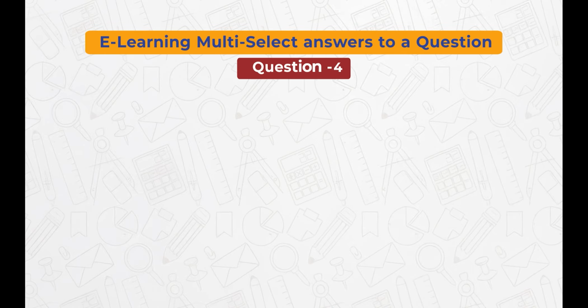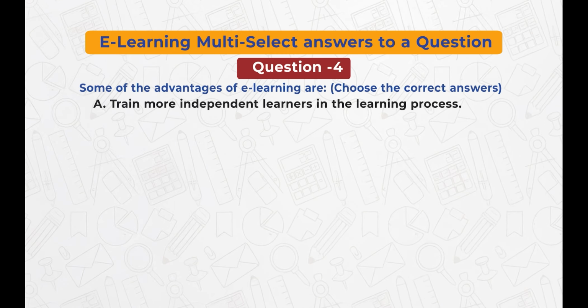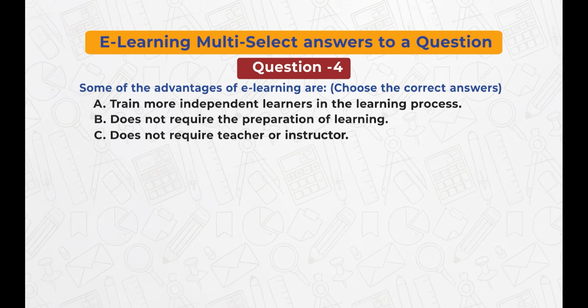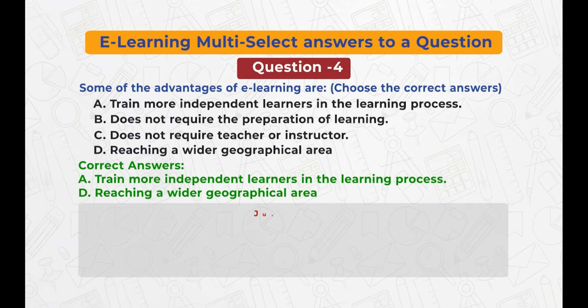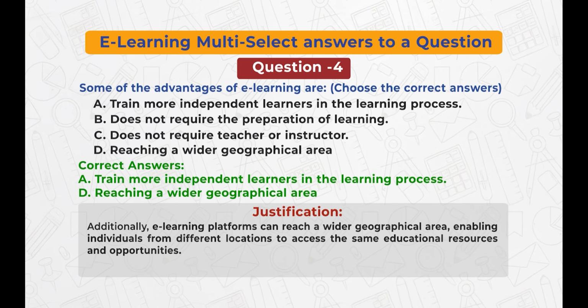Now question number 3 is similar, a multi-choice question with a single answer. Question number 4 is different from a multi-choice question. This is multi-select answers to a single question. Read the question again: some of the advantages of e-learning are, choose the correct answers. It means the answer could be more than one.